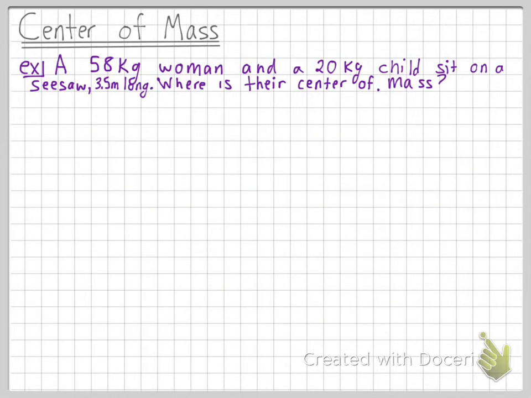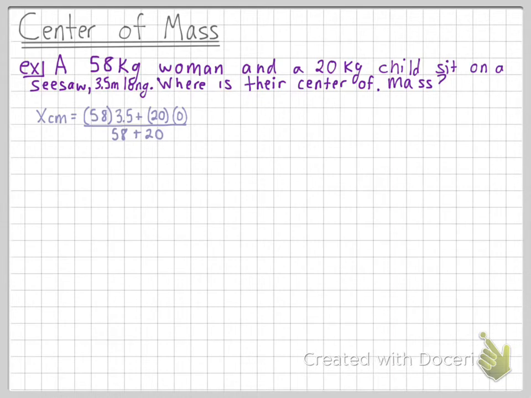Let's do a problem. A 58 kilogram woman and a 20 kilogram child sit on a seesaw that is 3.5 meters long. Where is the center of mass? So we know that our equation for center of mass is the sum of every mass times its position, and then divide by the total mass.